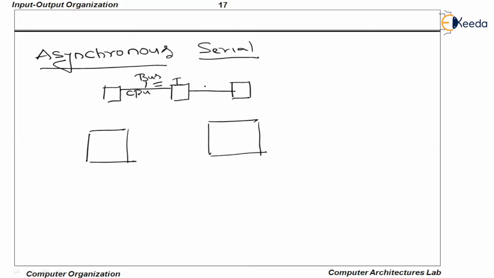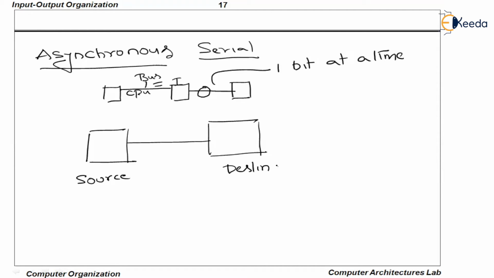Rather, you can see just a single line. This single line can transfer only one bit at a time. There is no other way than transferring the data one bit at a time between interface and a printer. Now again the terms will be the source and destination. Interface will act as a source and the printer will act as a destination in our example.